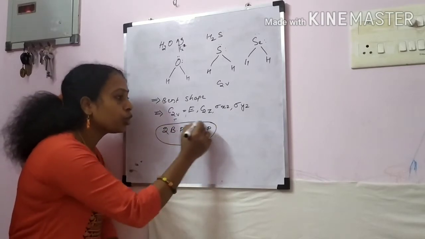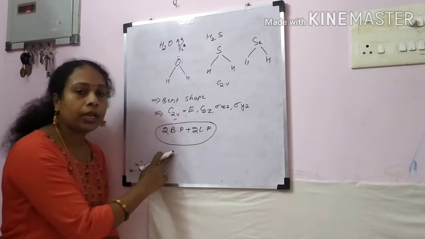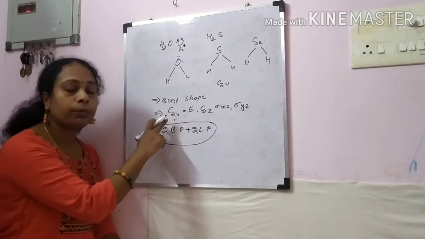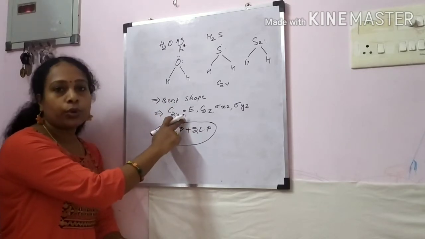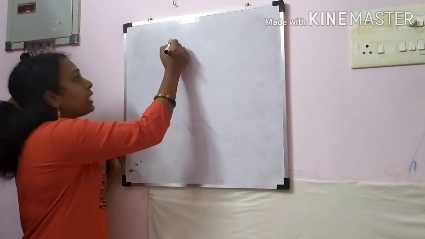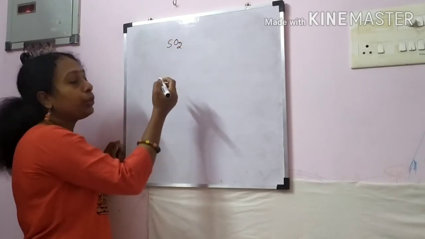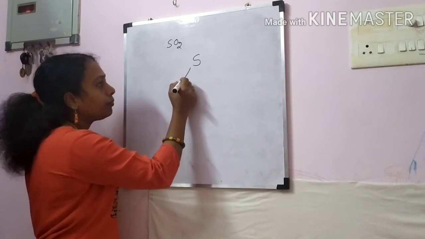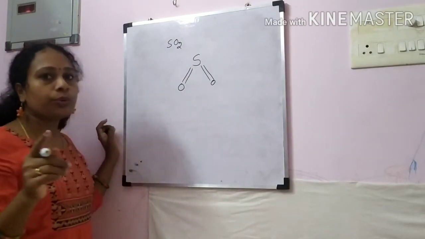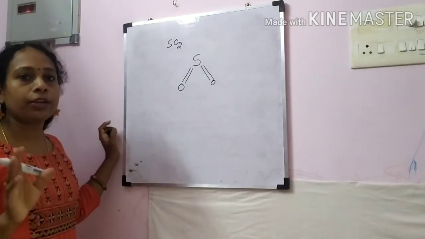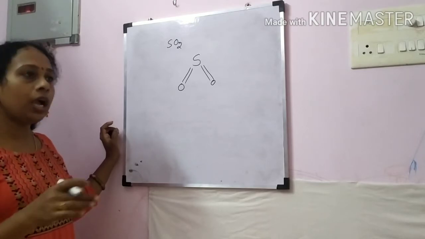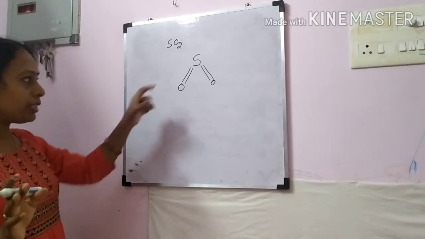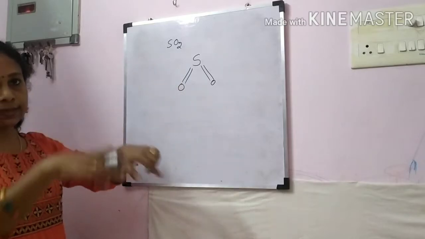VSEPR theory you should be thorough about. Two bond pairs and two lone pairs present, the molecule will be bent shape and belong to the point group C2V. Clear? SO2, how does SO2 come? Sulfur, you know, has 6 electrons. First you have to write the number of bond pairs and lone pairs, then you will have an idea which shape it will be. Okay, first I know this, that's why I am writing it as a bent shape.